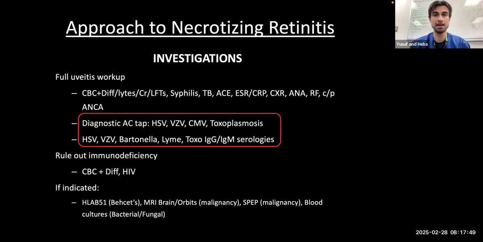And if a patient comes in and they have this presentation and they don't have any clear risk factors, maybe they're a bit younger, it may also be worthwhile to rule out immunodeficiency with HIV. You'll probably see something on the differential that you get with a CBC, but it's just a good idea to keep this in the back of your mind. And then if indicated based on the history that you take, you can always get an HLA-B51 if they have genital ulcers, or you can do an SPEP and MRI if they have maybe malignant features, and then blood cultures if you're suspecting an endogenous cause.